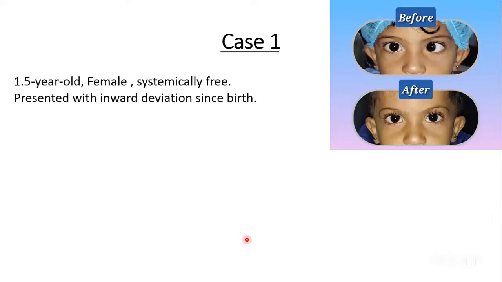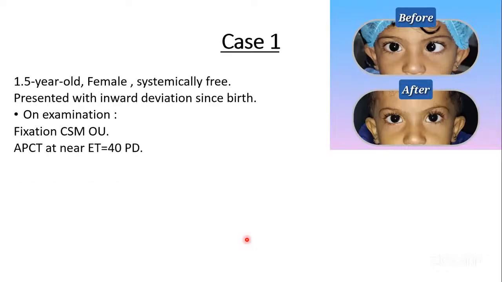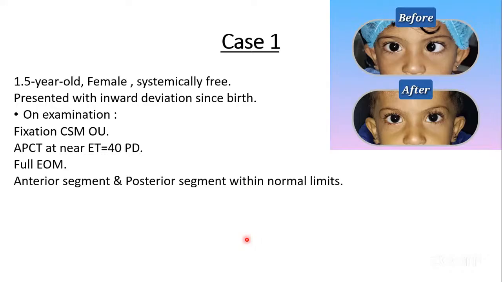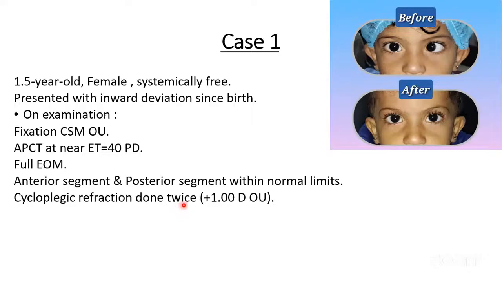So let's start with this case. This is a patient who is 1 year and a half, female, presented with inward deviation since birth. On examination, she has central steady maintained fixation in both eyes. Alternate prism cover test at near shows esotropia of around 40 prism diopters, full extraocular motility, normal anterior and posterior segments. Cycloplegic refraction was done twice, and both times it revealed only +1 hyperopia, very mild or low hyperopia.